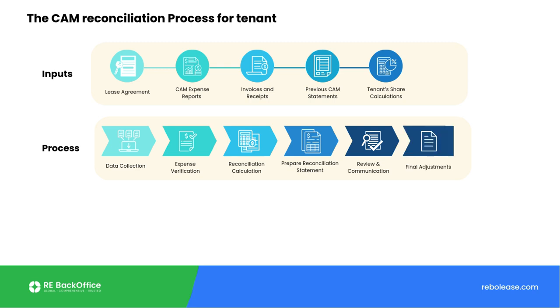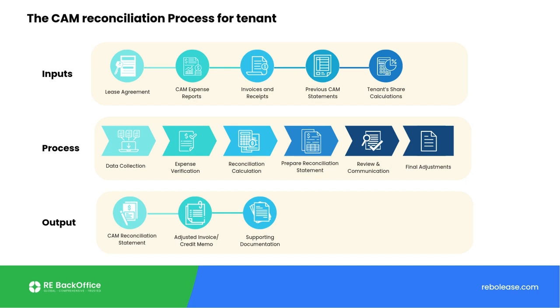Final adjustments. Issue credit or additional charges. Based on the reconciliation, issuing credits if the tenant has overpaid or charging additional amounts if they owe more. The next step after the process is output. CAM reconciliation statement. A detailed document showing the final calculation of CAM charges. Adjusted invoice or credit memo. Any additional charges or credits issued to the tenant. Supporting documentation, copies of invoices, receipts, and previous statements for reference.